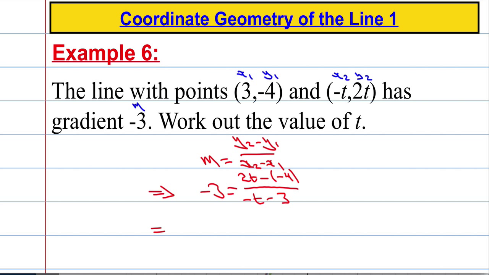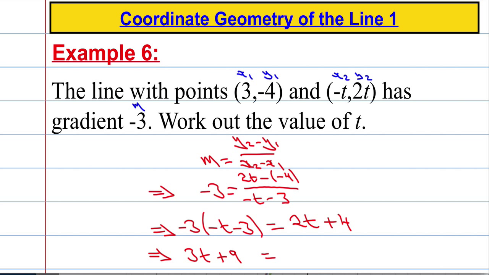Right. Now what I'm going to do is multiply both sides by negative t subtract 3. So we get negative 3 on the left hand side times the negative t subtract 3, and on the right hand side we still have 2t. I'm going to tidy this up. I'm subtracting a negative number, which is the same as just adding that number. Expand out this bracket here. 3t plus 9 equals 2t plus 4.